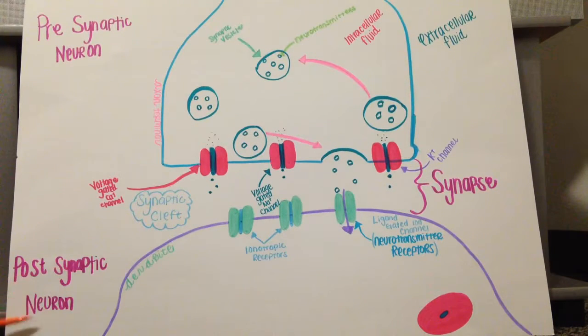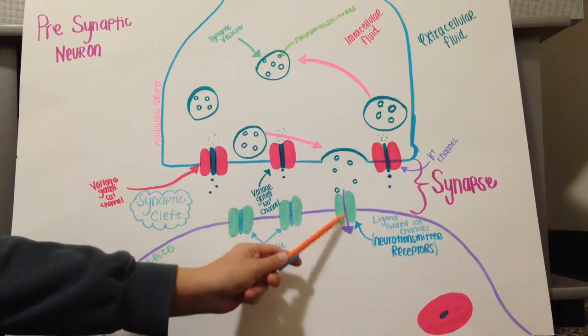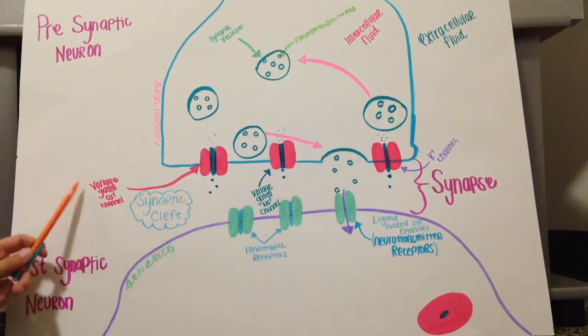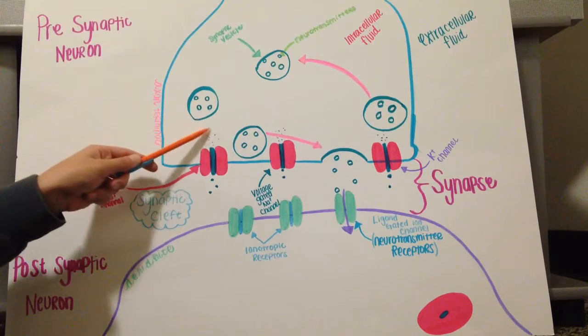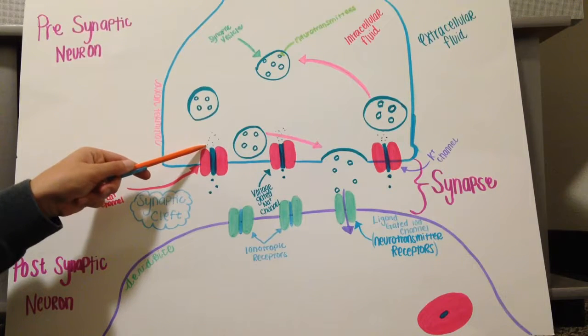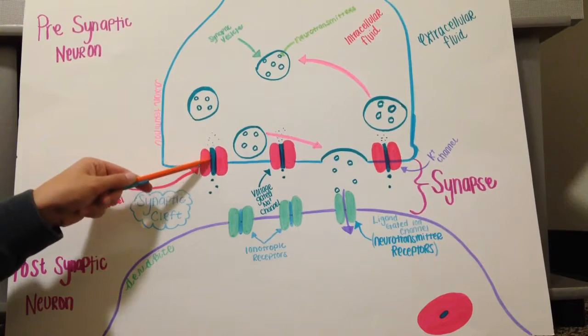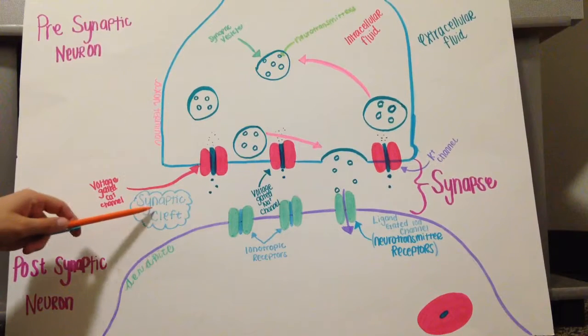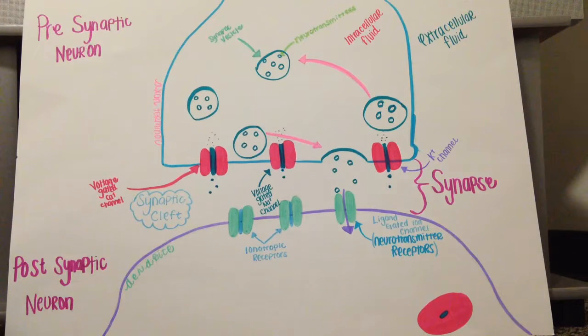This impulse opens the voltage-gated calcium ion channels. The neuron then engulfs the neurotransmitters that have been made. The neurotransmitters will then be dumped into the synaptic cleft through exocytosis. Synaptic delay is the time it takes for the nerve impulse to travel from the presynaptic neuron to the postsynaptic neuron.